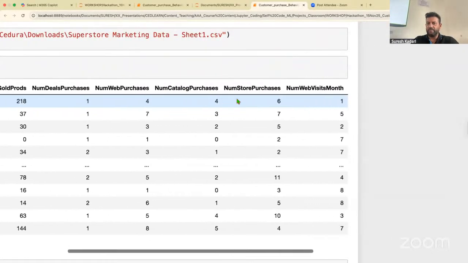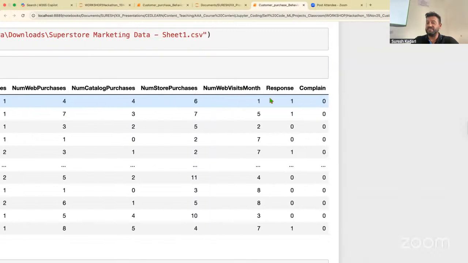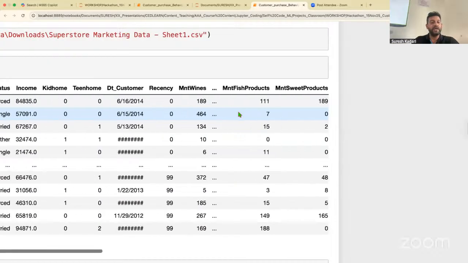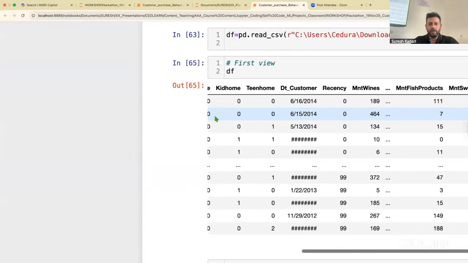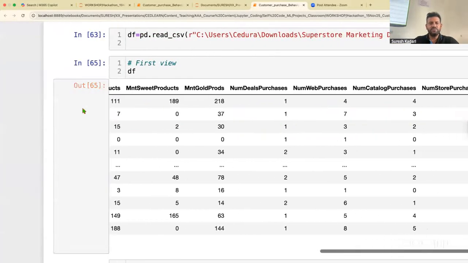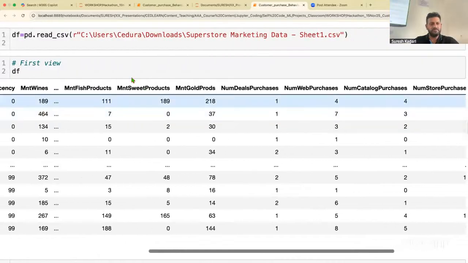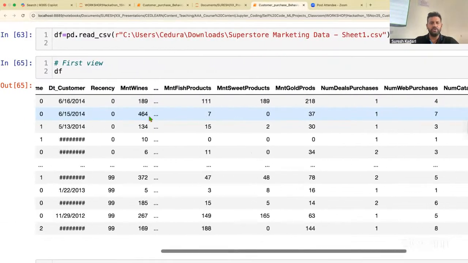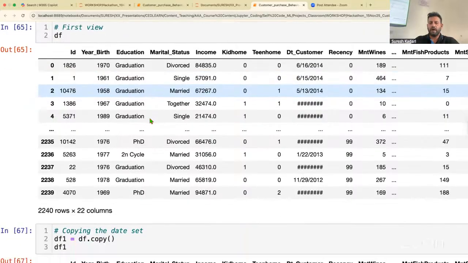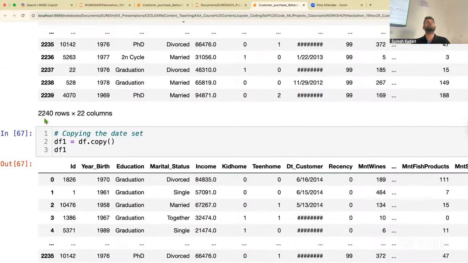Catalog, number of catalog purchases, number of web visits per month, response and complaints. Even complaints, how many they have done. So all these things we have, and good. Now, after that, I found out that there are 2,240 rows and 22 columns. Not a big data, but for me to teach you something, it is okay.